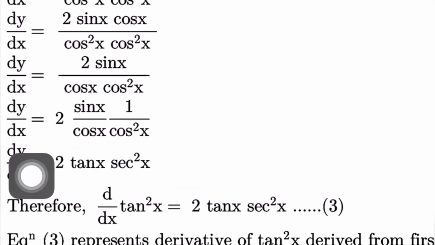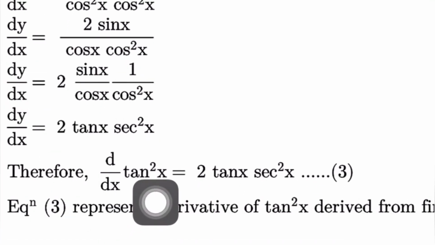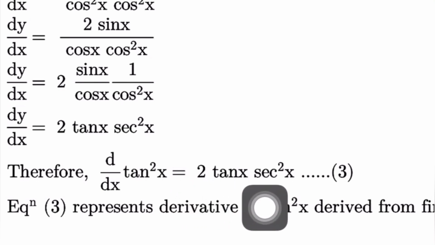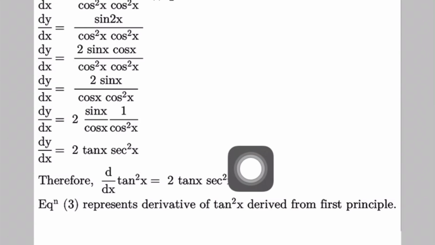This is the derivative of y, that is tan square x, with respect to x from first principle. Therefore d by dx of tan square x is equal to 2 times tan x sec square x. Let this be equation 1. So let this be equation 3.